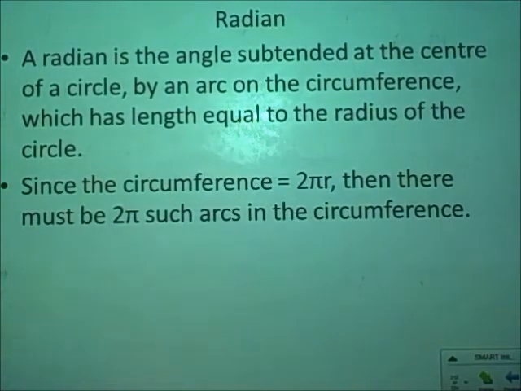I'll read that bullet point out for you very quickly for the purpose of your notes. They are just notes for now. We will expand on that theory in a moment. Since the circumference equals 2 pi r, then there must be 2 pi such arcs in the circumference.